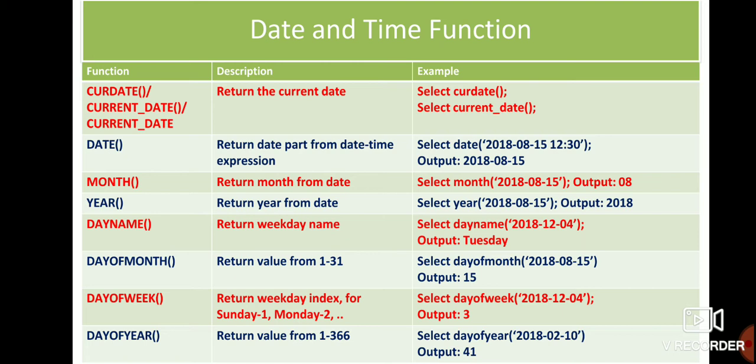Next is DAYOFYEAR. It returns a value from 1 to 366. Like, what is the day of year? It will count like 10 to 2018. So it is the 41st day. Okay.